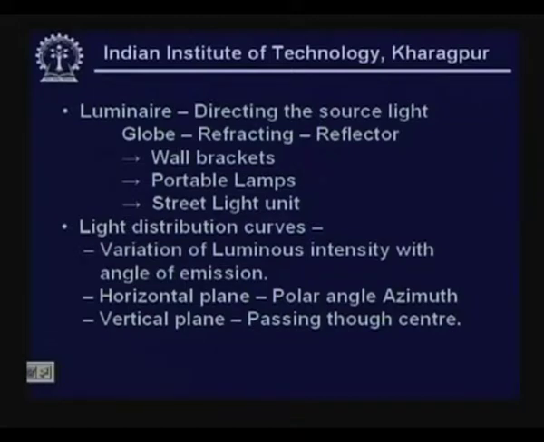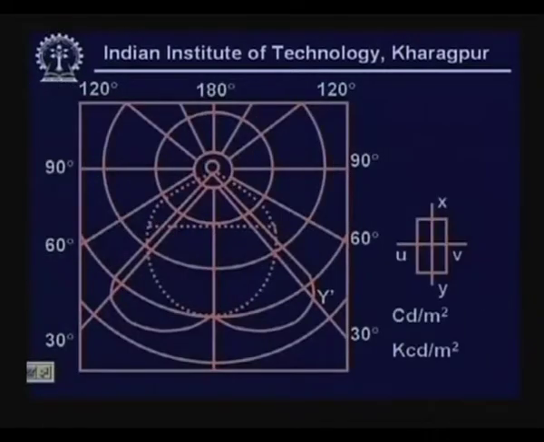So, therefore, all these have what are called light distribution curves in the various planes, which is nothing but the luminous intensity vis-a-vis angle of emission. We have both the horizontal plane and the vertical plane passing through the center. Okay. So, now this is a typical light distribution curve. What we have is, you could call it a vertical.